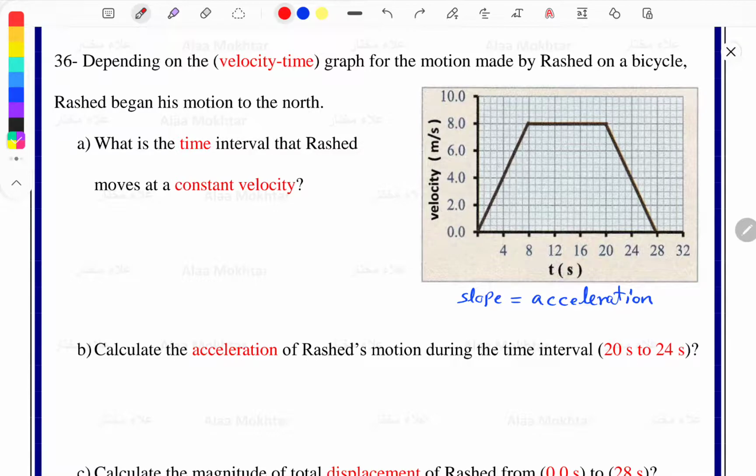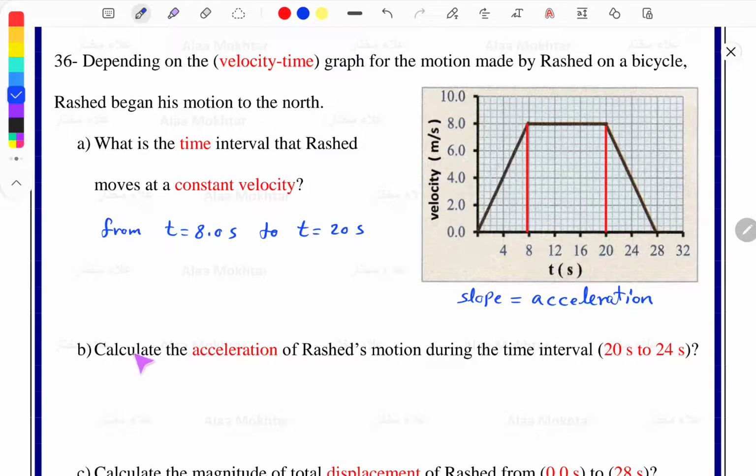With constant velocity. So Rashid moves with constant velocity between time equal 8 seconds to time equal 20 seconds. This is the time interval, so from t equal 8 seconds to t equal 20 seconds. This is the time interval when Rashid moves with a constant velocity.